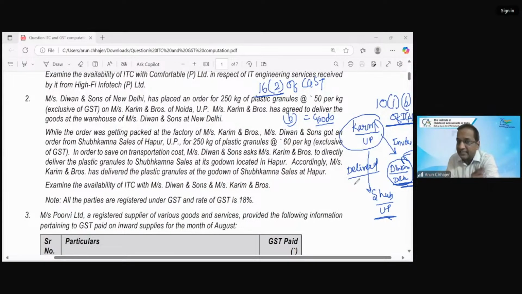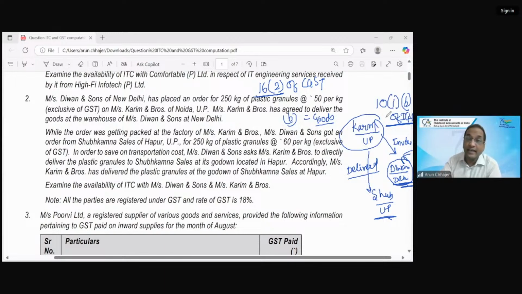Whether Diwan can take the ITC? And if yes, why? No, Harshada, there is not only one condition that he has the tax invoice. There are 4-5 conditions. Multiple conditions are there, out of which one talks about the tax invoice, goods or services should be received, it should appear in my 2B. Out of that, you are satisfying the tax invoice, but क्या आप satisfy कर रहे हैं कि goods or services has been received?